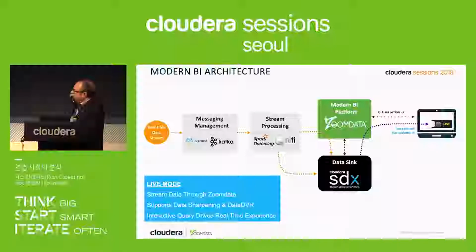So streaming data, that's possible through a modern BI tool, not possible through a traditional BI tool. When we think about data sharpening and data DVR, these are capabilities now that are leveraged by a modern BI platform because they're essentially taking the query to the data. So as users interact with Zoomdata, Zoomdata is processing queries against the data here and then sending it back here.